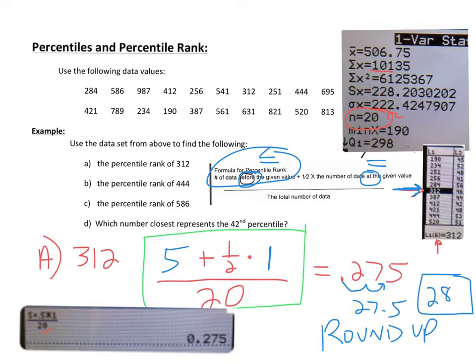So what does that mean? That means the data value of 312 is in the 28th percentile. It's not 28%, but rather 28th percentile. What does that mean? That means that approximately 28% of the data are less than or equal to 312. So that's how you're going to calculate percentile rank.